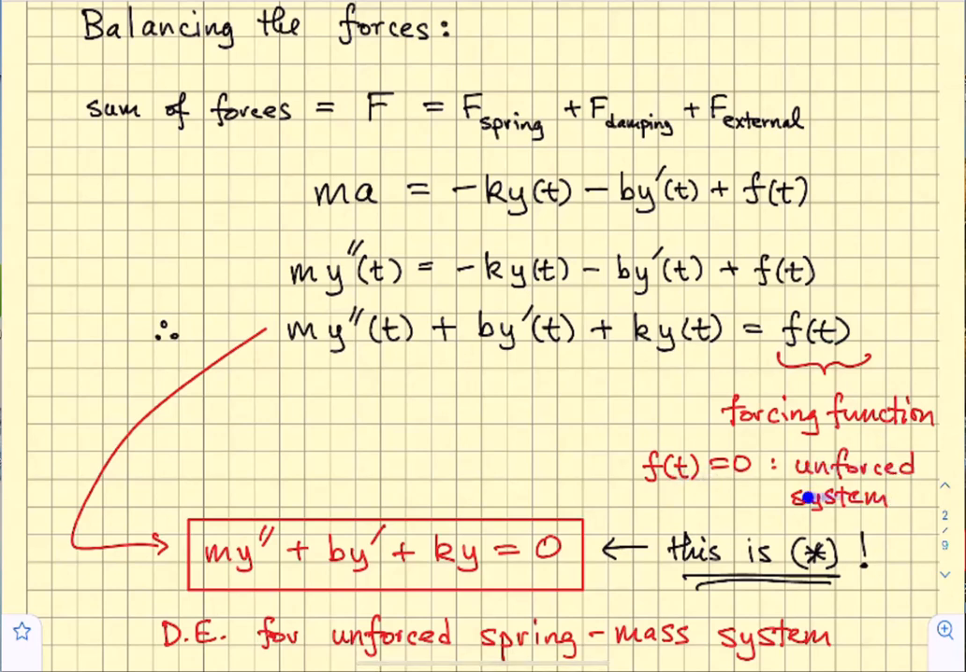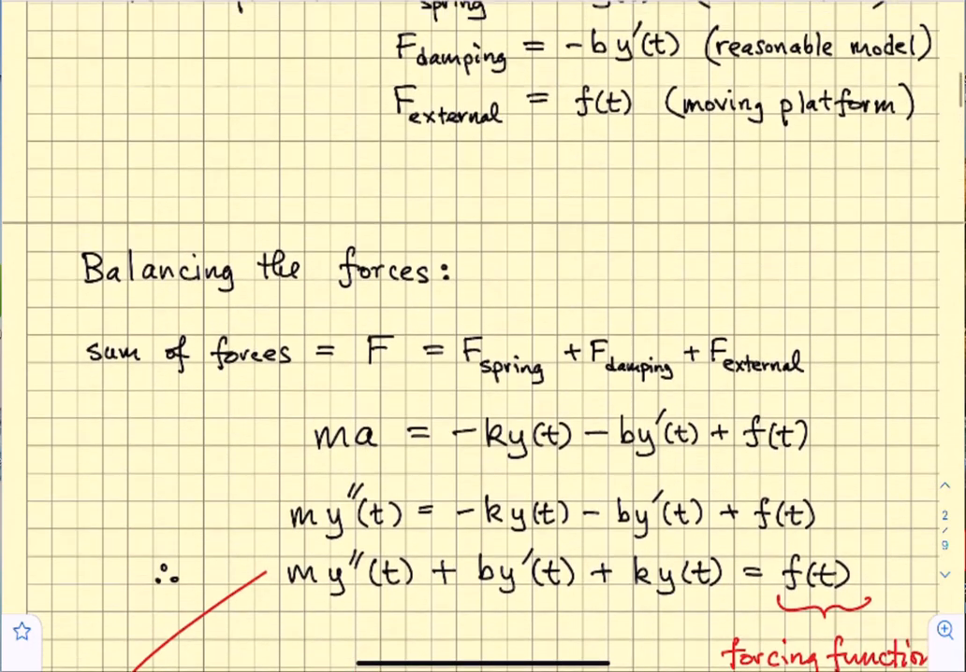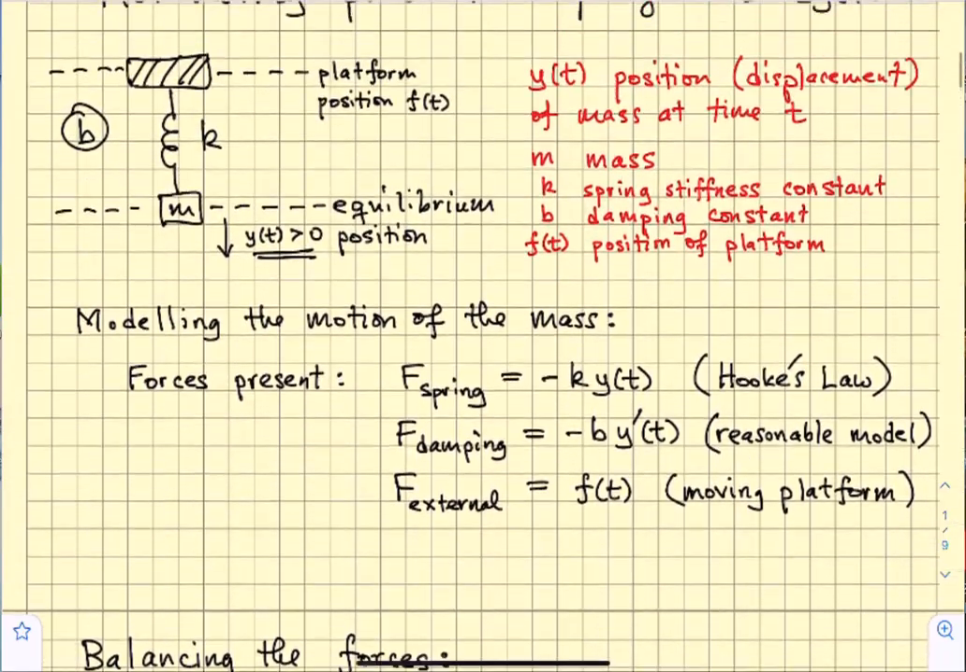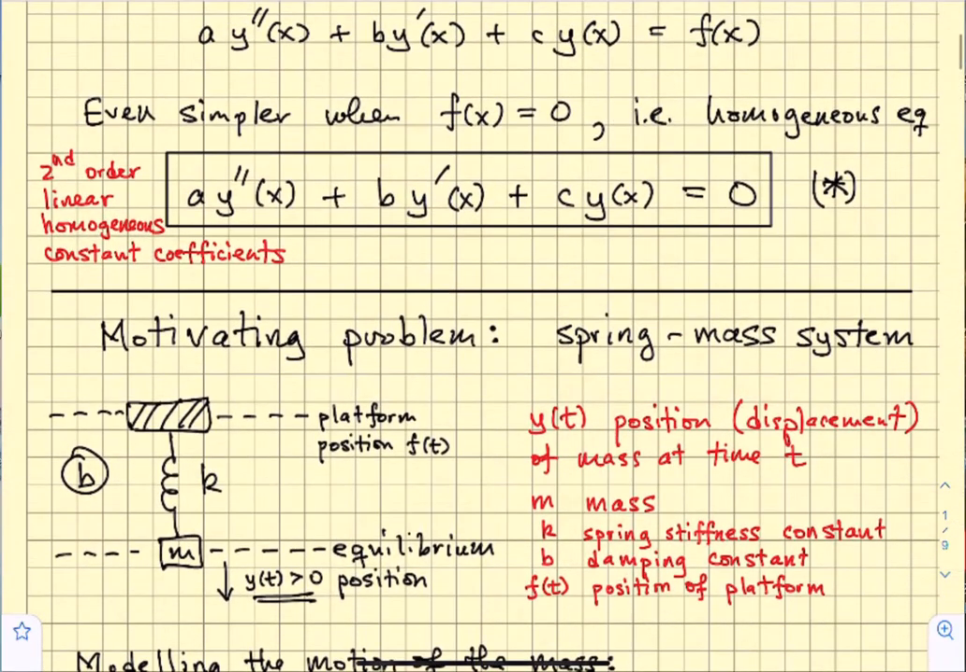This is called an unforced system. And when we do that, this equation here in black becomes, in red, my'' + by' + ky = 0. And notice this is a version of equation star. Equation star was our second order linear homogeneous constant coefficient differential equation.